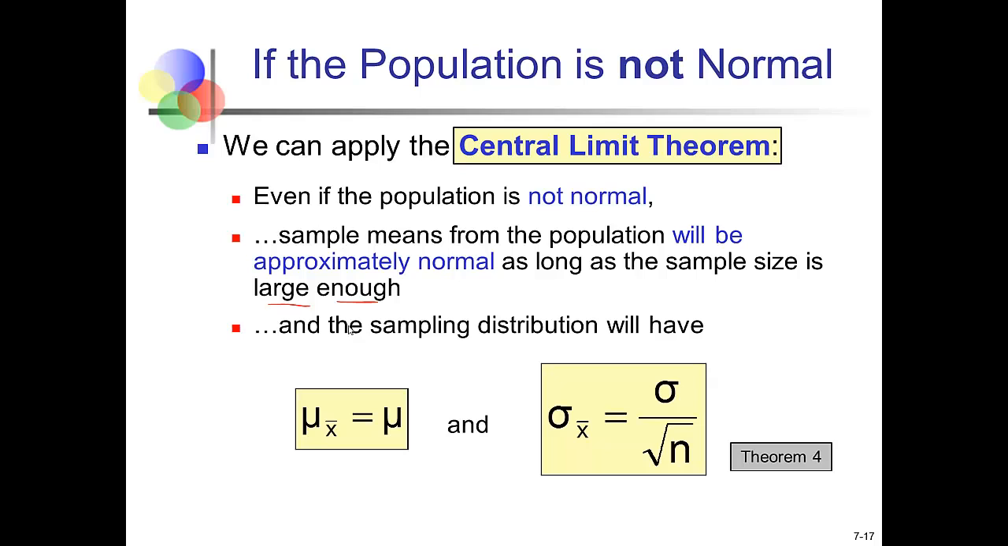Well, we'll figure that out in a minute. The sampling distribution will still have that mean of the sample means equal to the population mean, and the standard deviation of those sample means equal to the population standard deviation divided by the square root of n. This is actually Theorem 4 in the textbook. This is the most important theorem in all of statistics.